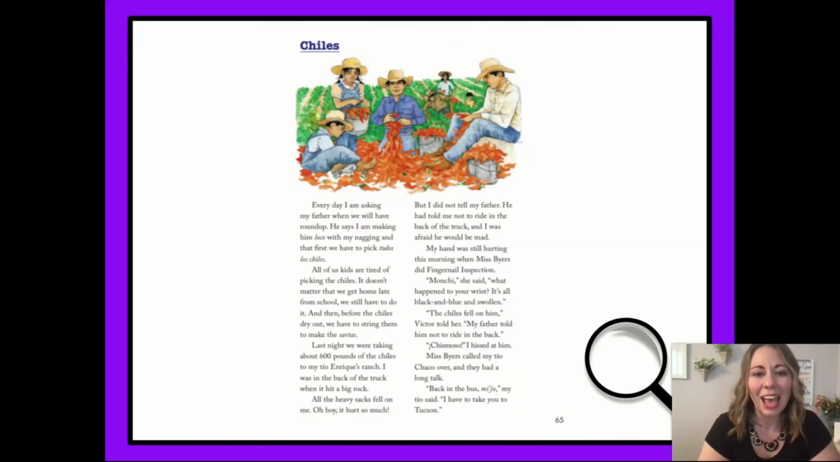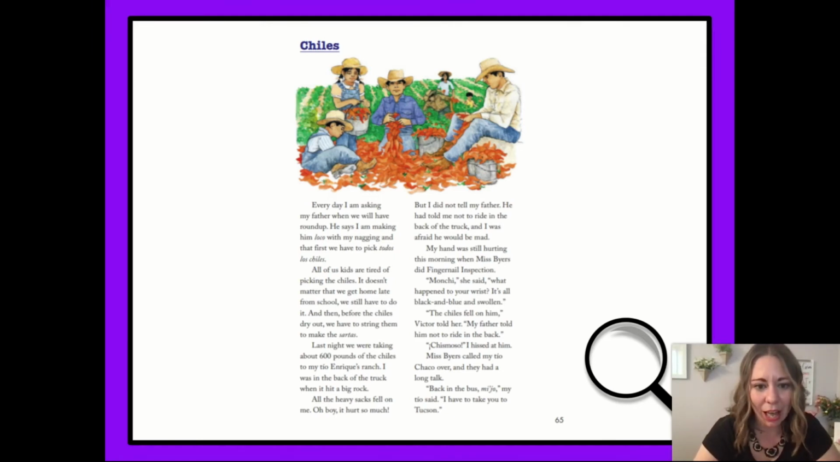Chiles. Every day I am asking my father when we will have Roundup. He says I am making him loco with my nagging and that first we have to pick todos los chiles. All of us kids are tired of picking the chiles. It doesn't matter that we got home late from school. We still have to do it. And then before the chiles dry out, we have to string them to make sartas.